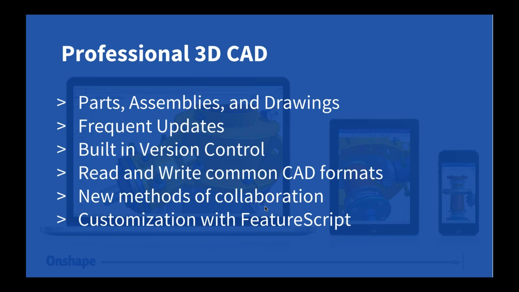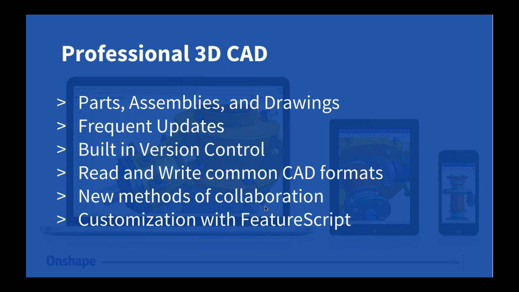We can import and work with that data. We can also export to common CAD formats as well. So we work well alongside other applications. If you work with a vendor who uses SolidWorks, for instance, you can share your Onshape document and they can export to any number of different formats. And so it's a very easy to use application alongside other CAD applications because of this ability to import and export all these different formats.